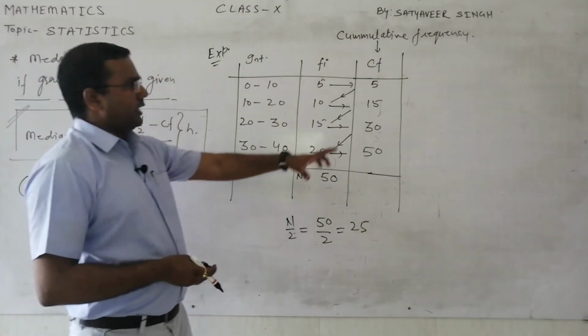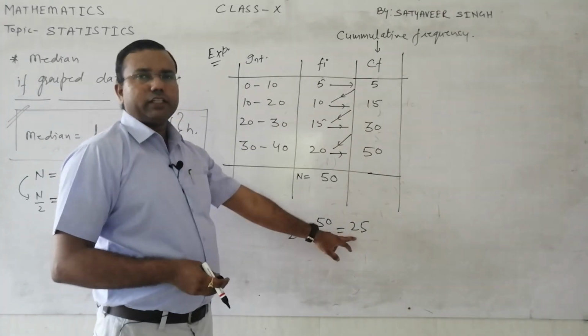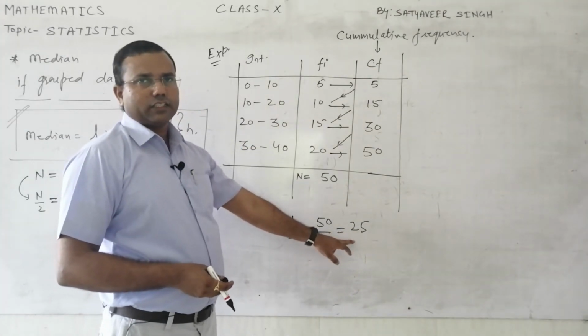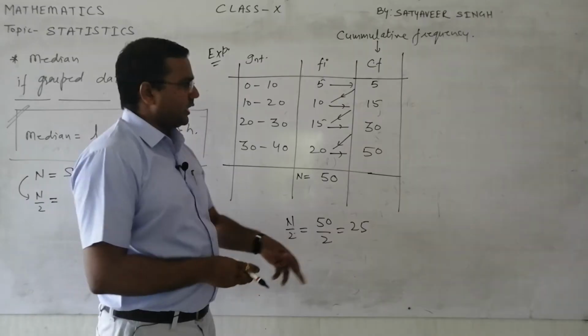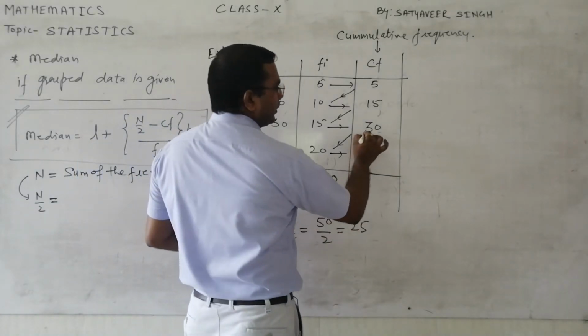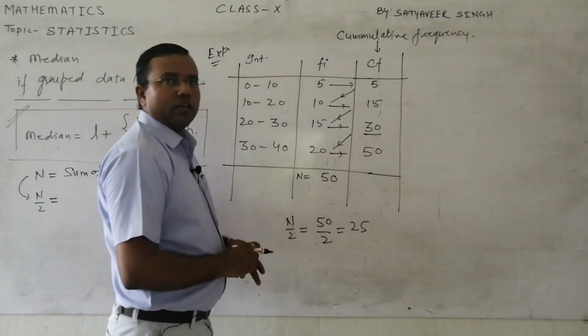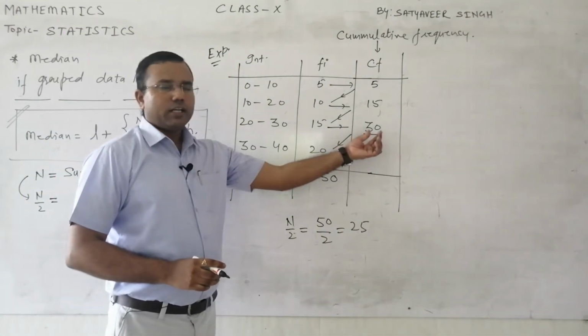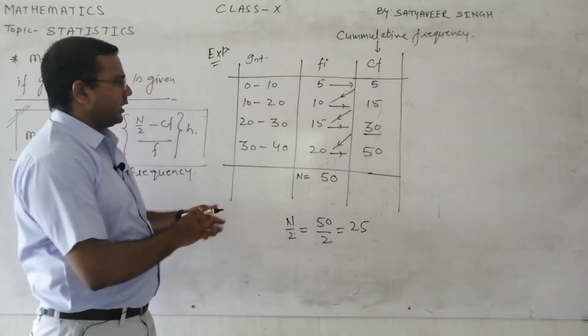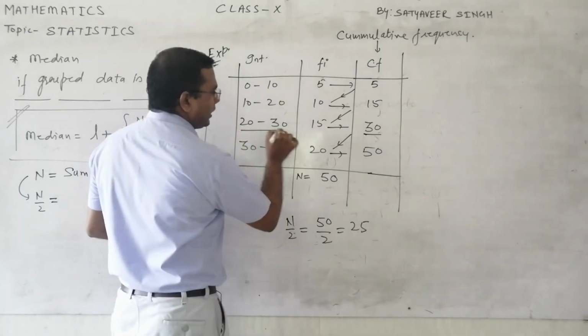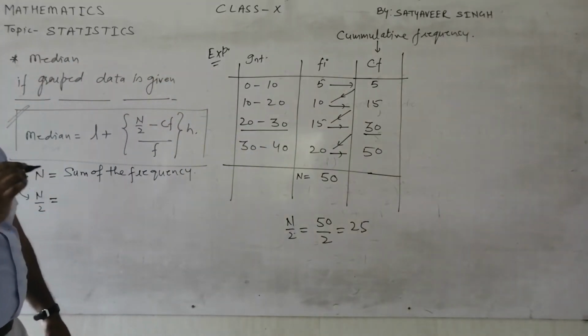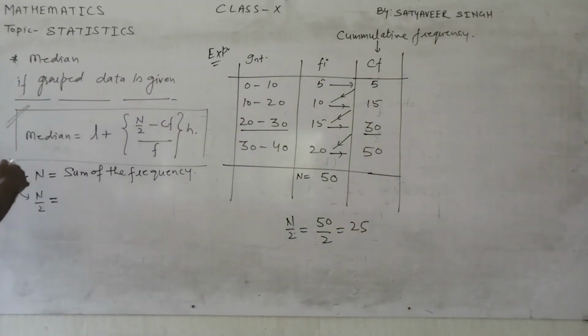You will have to select a number greater than this number, just greater than 25. Just greater than 25 is what? We can say 30. And this 30, it belongs to which interval? That interval you will have to select. It is 20 to 30. So now, you will come here now.